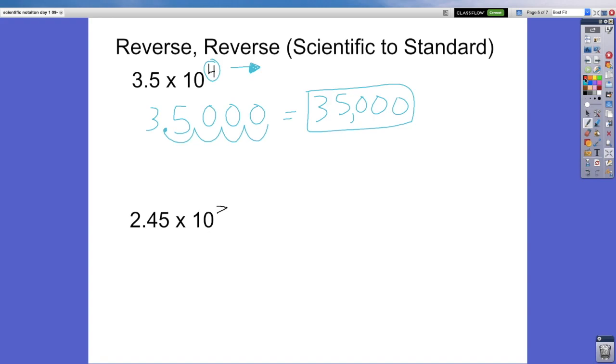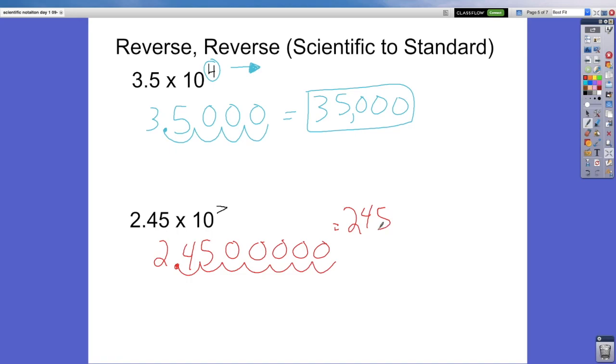Okay, let's try this one. 2.45. Start with the number that they give me. 2.45. Okay? Now I'm going to go 7. We're going positive 7, so we're going to the right again. You ready? 7 times. 1, 2, 3, 4, 5, 6, 7. Fill in my zeros. I like to rewrite it so I know my number. 2, 4, 5. 1, 2, 3, 4, 5 zeros.